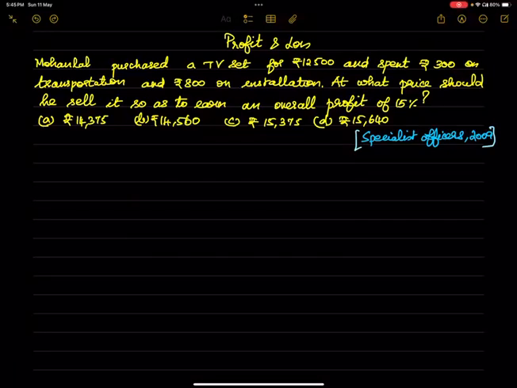Hi everyone. Today I'll do one more problem from the topic profit and loss. This question I have taken from the book Quantitative Aptitude by Dr. R.S. Agarwal. This question they asked during the year 2009 in the specialist officers examination.